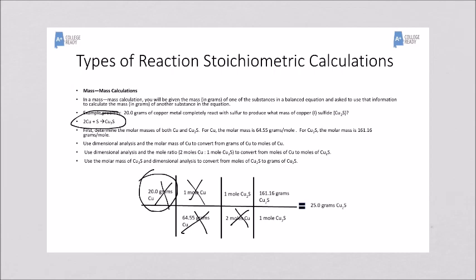Finally, we've got to go back to mass of copper 1 sulfide, so we need to use the molar mass of copper 1 sulfide, which is 161.16 grams. We put the mole portion of our conversion factor on the bottom so it will cancel. We multiply across the top. We divide by everything on the bottom, and we end up with 25.0 grams of copper 1 sulfide produced if we start with 20 grams of copper metal and it reacts completely with sulfur.